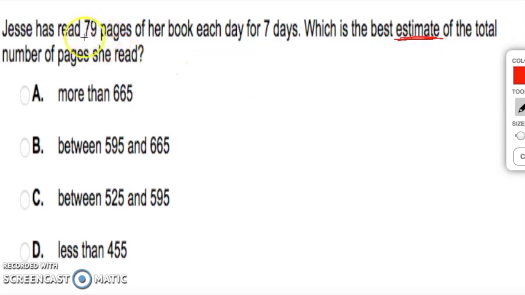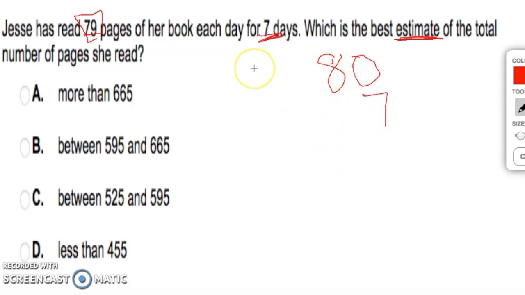So when I estimate, I'm going to take this 79 pages that she has read every day and round it to a number that's easier to manipulate. Well, 79 is between 70 and 80. It's going to be a lot closer to 80 though. So I'm going to go with 80 here, okay? And she has done that every day for 7 days. She's a good reader.